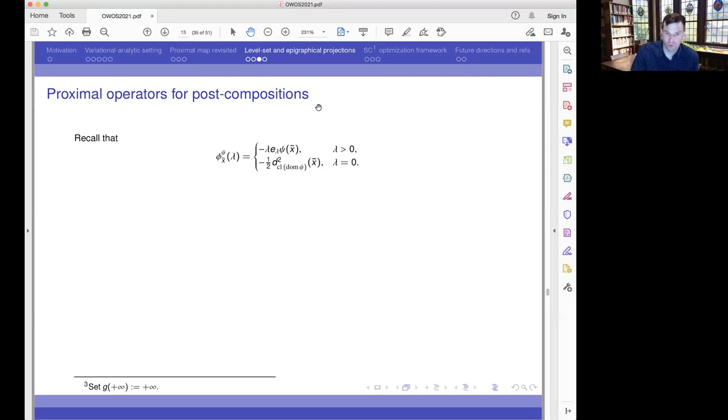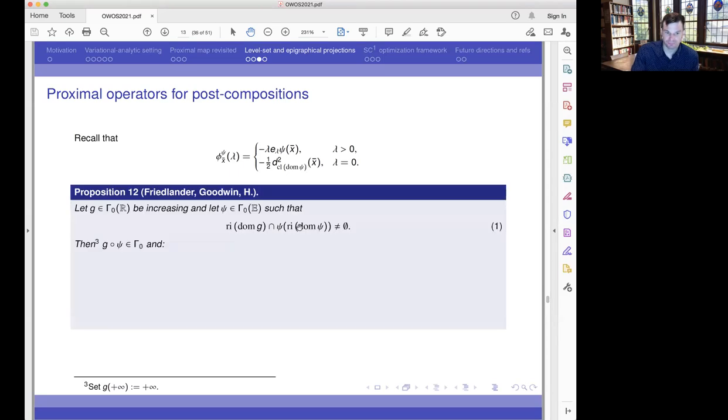And it turns out that I can study this function via what are called post-compositions. That's a Le Maréchal and Hiriart-Urruty term. We all know that if we plug a closed proper convex function into a scalar convex function, under certain conditions, if the outer function g, the scalar one, is increasing, then I still end up having a convex function.